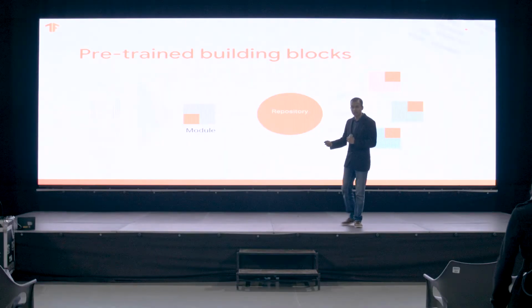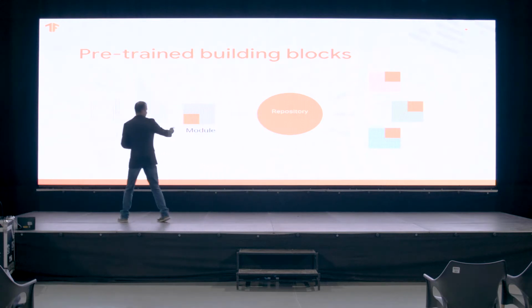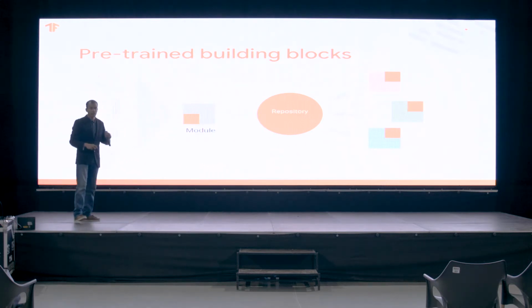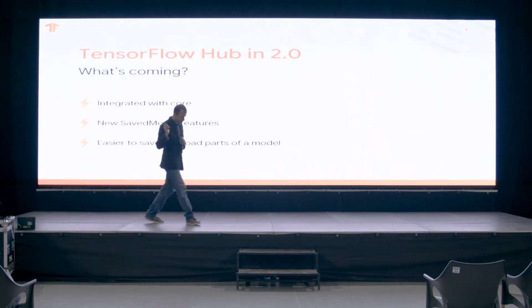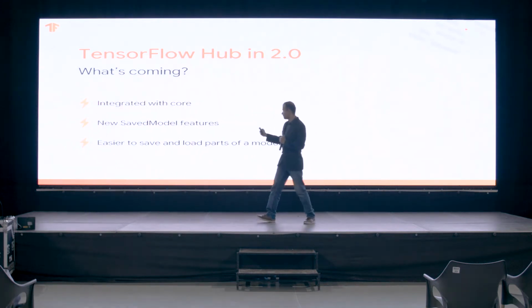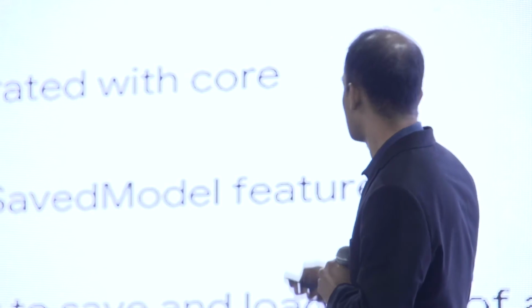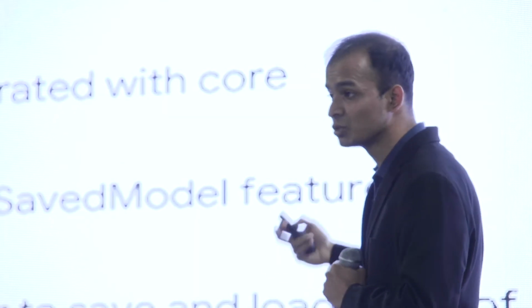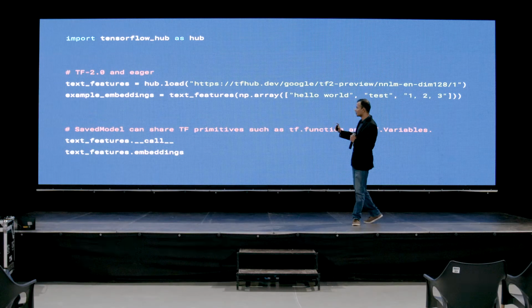If this is the first time you're looking at TensorFlow Hub, typically you have your module and you have the repository that's there. You can just take the model out of the repository, and then you can share it and use it in your data. I will show you how that actually works. These are some new ideas that are coming about, how it's going to be integrated directly into TensorFlow, into the core APIs, and how there are going to be new saved model features available at TensorFlow Hub. But let's see how this actually looks.